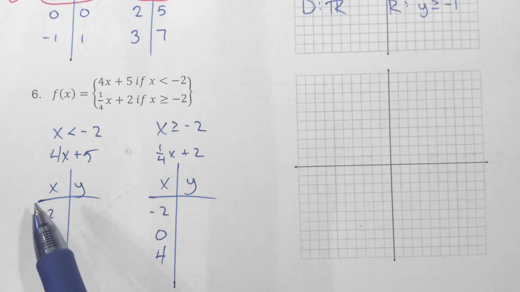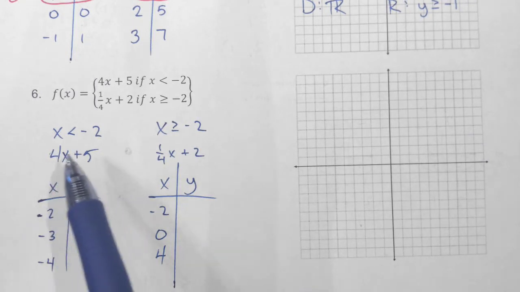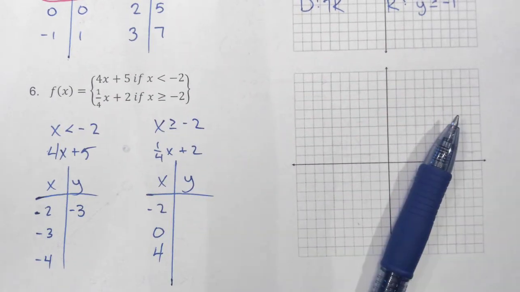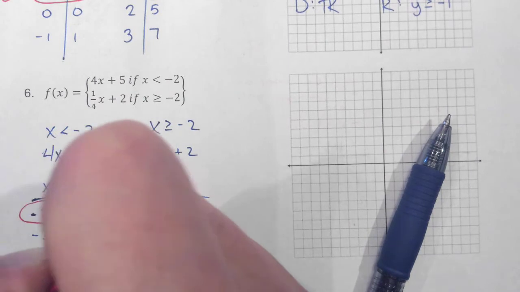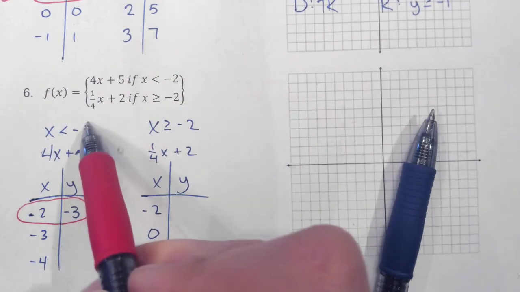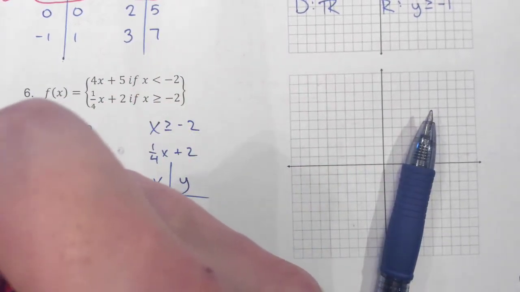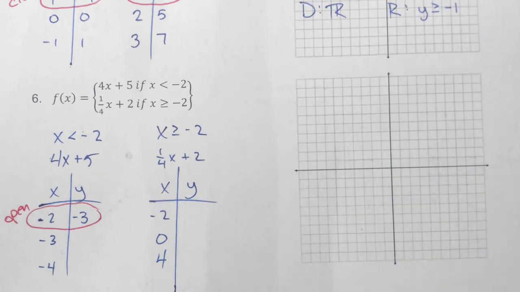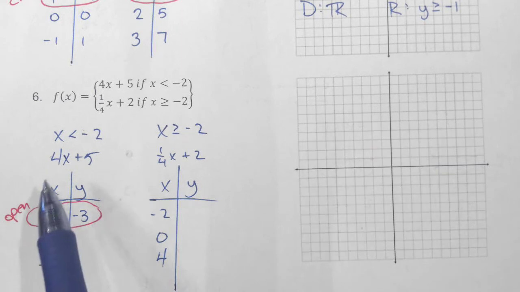Okay, now we just got to plug it in. First, -2 over here. 4 times -2 is -8. -8 plus 5 is -3. Stop on the first one. What is this? Look at that symbol. This one's open. So on the first one, stop, circle it, and highlight it. Is it open or is it closed? This one's open. All right, -3.